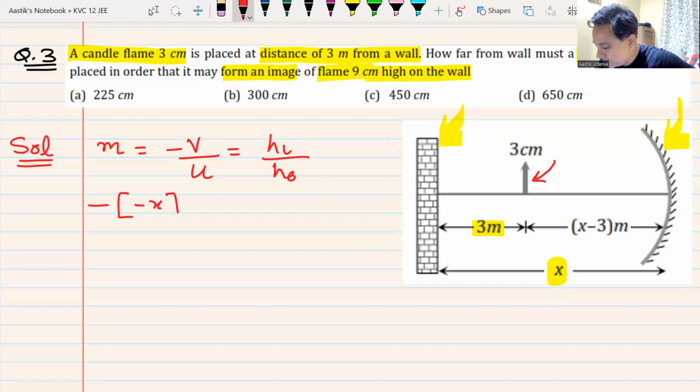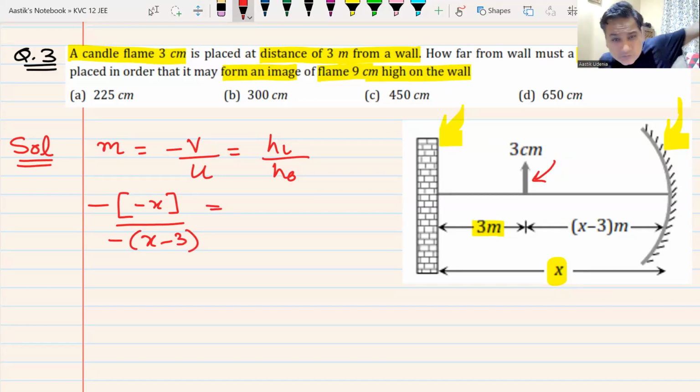Well done, my dear friend. Divided by, what is the value of u? Look at the diagram. Once I've drawn the diagram, the question is over. Minus of minus x by minus x minus 3. Minus of x, x minus 3. Well done, my dear friend. Remember, if you make a mistake of a single negative sign, your answer will go Bhagwan ke paas. Height of the image.